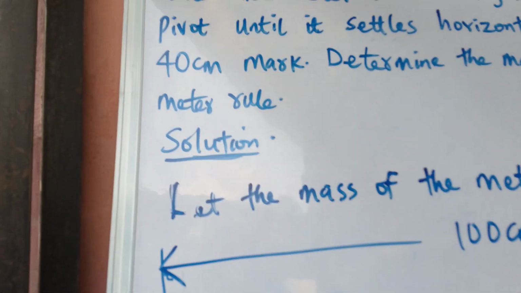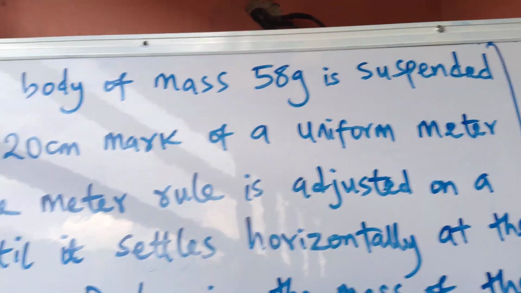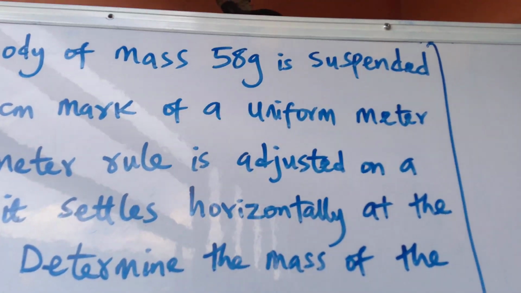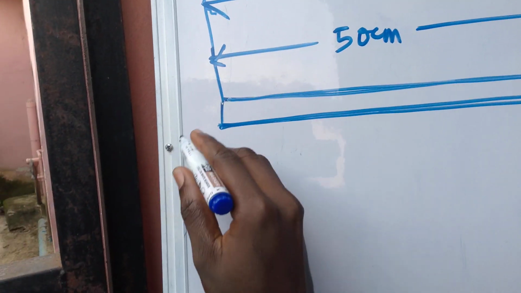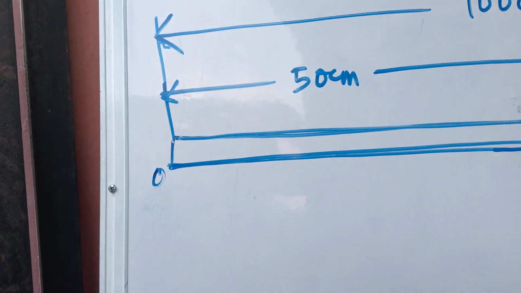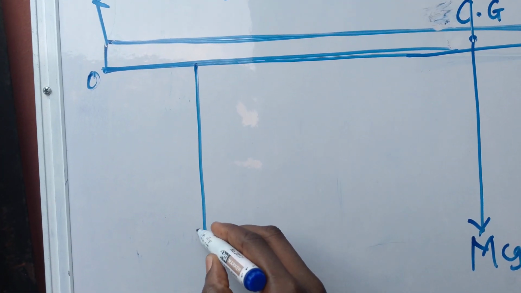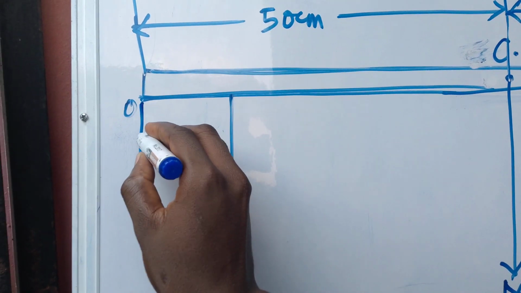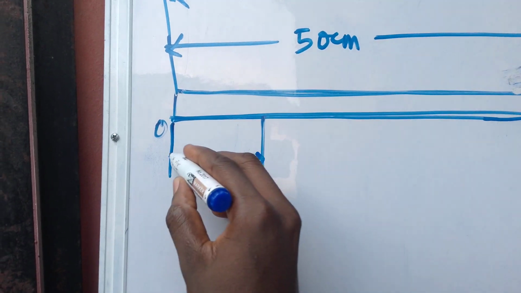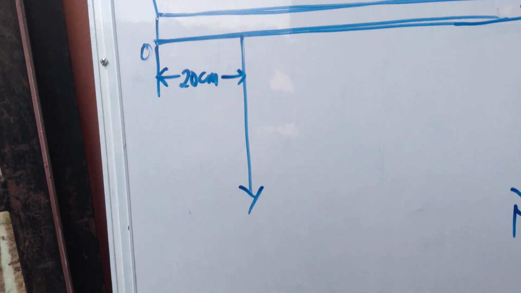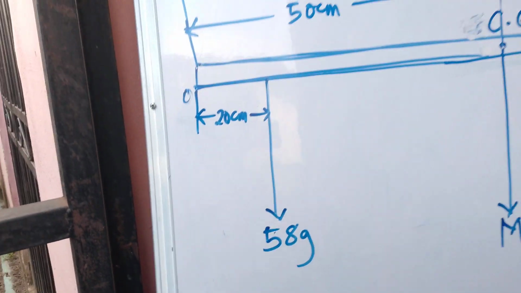Then it goes on to say that a body of mass 58 grams is suspended at the 20 cm mark of a uniform meter rule. So we assume that if here is 0, this is the starting point, perhaps the 20 centimeter mark will be somewhere here. So you place your body there. The distance from here to here is 20 cm, and I place the 58 gram body exactly at this point.